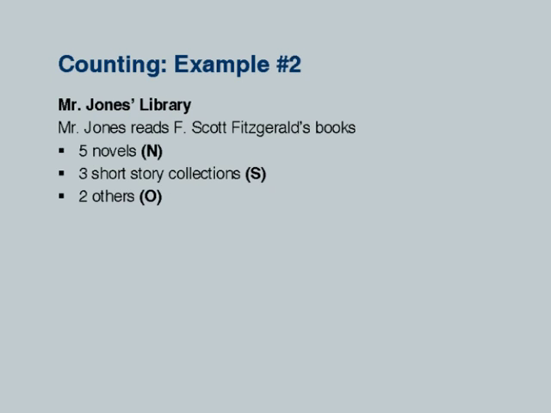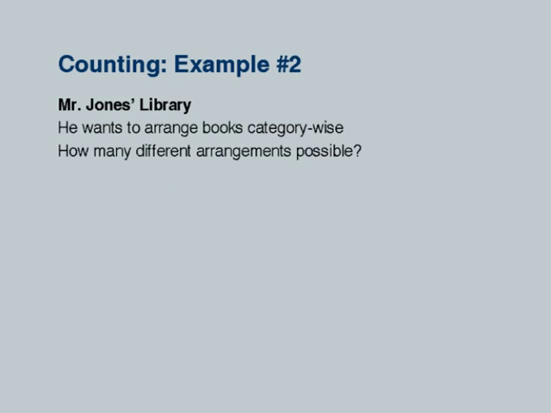Yes or no? I take the second example, where the same person wants to arrange some books in terms of which category they fall in. So, let's say the same person has these 5 books on novels, 3 short story collections and 2 books of others, plays, essays, whatever. And he wants to arrange them category wise, and we try to find out how many different kinds of arrangements are possible. By category arrangement, I mean that novels will be together, short story collections will be together, and other books will be together, adjacent to each other.